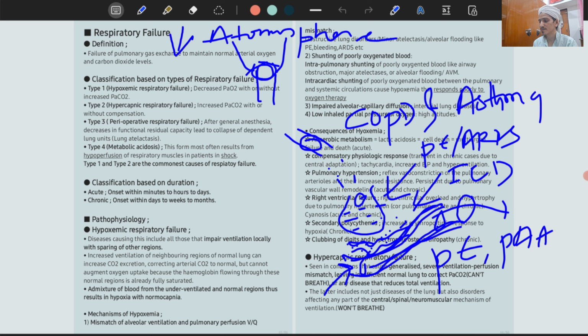So this will cause VQ mismatch. This is ventilation and this is perfusion. Sometimes the alveoli will not be normal, but perfusion will be normal. So the blood will bypass like that only, and there will be no oxygenation.